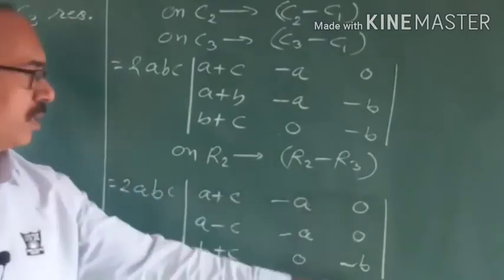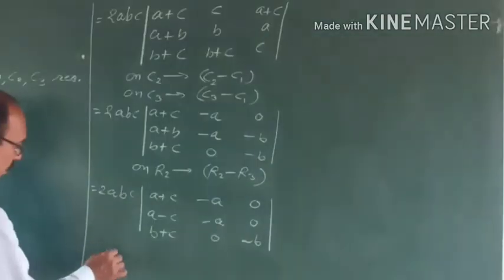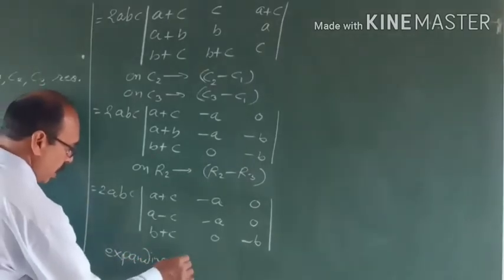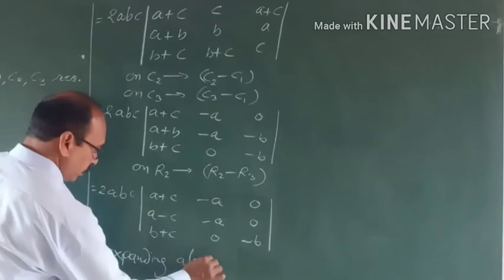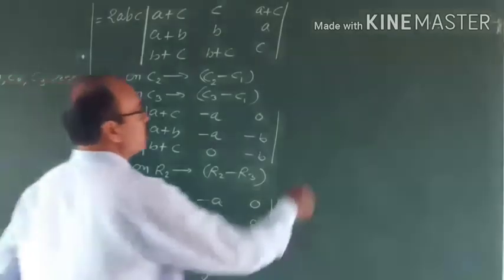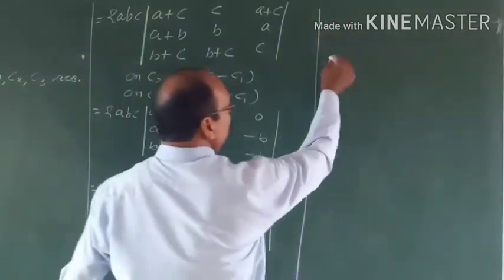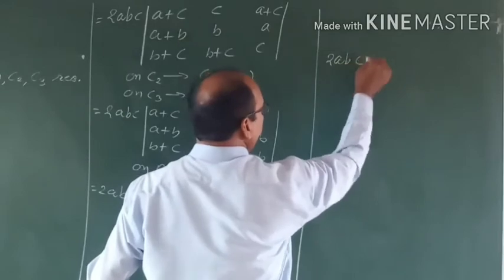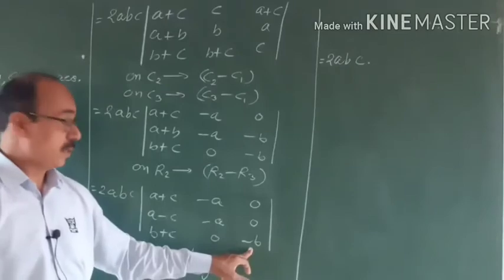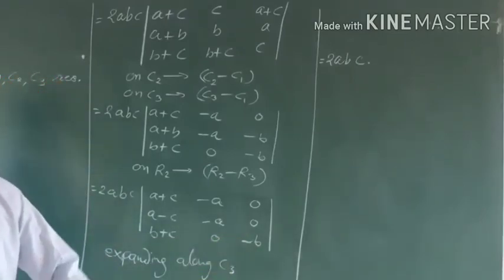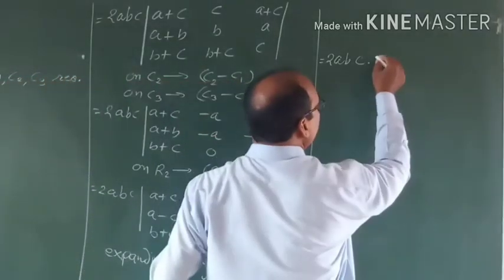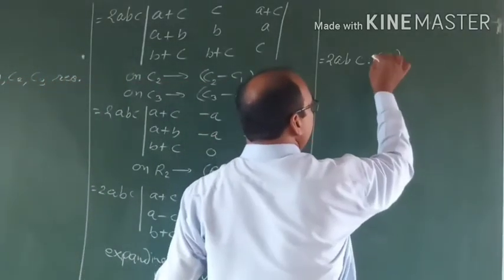Now expand along C3, the third column. So 2ABC is still as it is. This is A33, 3 plus 3 is 6, it means plus sign. So by taking the plus sign, this is minus B as it is, and plus sign.